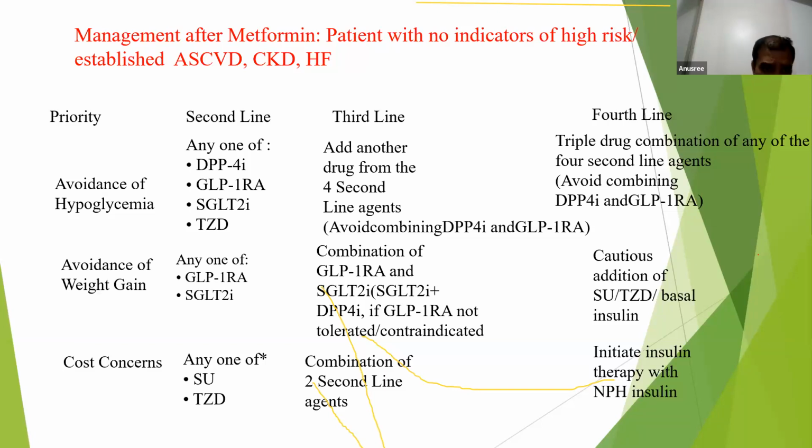If the priority is avoidance of weight gain, we have to start either a GLP-1 agonist or an SGLT2 inhibitor. If the third drug has to be initiated, we can use these two together. Never use, once again I'm emphasizing, DPP-4 and GLP-1 together. When the fourth drug is to be added, sulfonylureas or thiazolidinediones can be used, but they will produce weight gain. If cost is of prime concern, the second agent is always a sulfonylurea or thiazolidinedione because these are least expensive, and a combination of the second line agents can be added. It is better for these patients, if cost is a concern, to start them on NPH, which will be available in PHCs and CHCs.